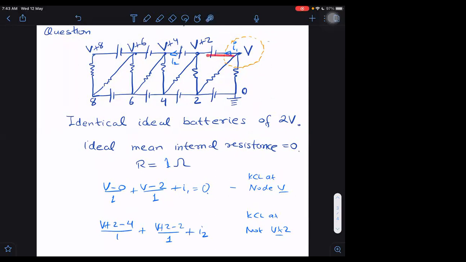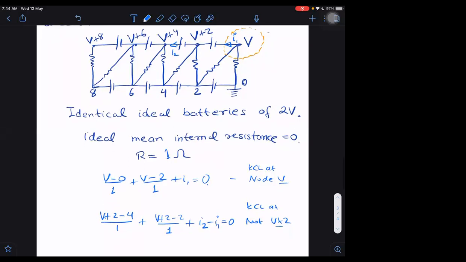I1 is entering, the incoming current, and the outgoing current is equal to I1. If I say this way also, I can say minus I1 is equal to 0, or on the other side I1. Did you write this equation only?